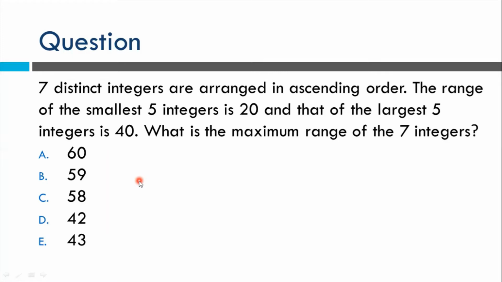Seven distinct integers, that means seven different integers are arranged in ascending order, meaning from lowest to highest. So it'd probably be like x is less than y, something like that. Then it's ascending order, increasing numbers. And then the range of the smallest five is 20, meaning taking the biggest number and subtracting the smallest number to get the range. And of the largest five, it's 40, and the smallest five is 20. And then what's the maximum range of the seven integers combined, meaning the smallest integer and the biggest one. Okay, now you have the choices.